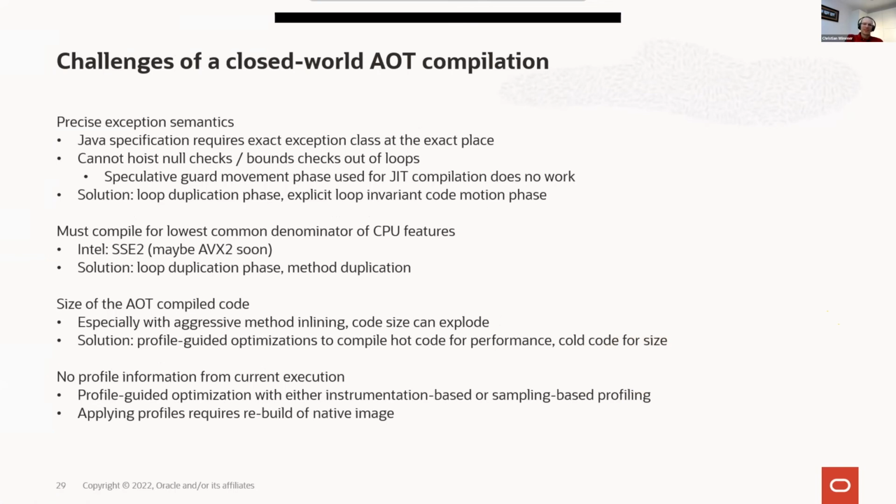The great thing about the GraalVM compiler is it's very modular, very flexible. So it's very easy to add these phases. And it's also not too much. You can say 95% of all your compiler optimizations just work both in the JIT and the AOT compilation world. So it's escape analysis, partial escape analysis, great method inlining, all of these phases just work. But then you need a few targeted phases just for AOT compilation, like loop duplication and explicit loop invariant code motion to help with this precise exception semantics.